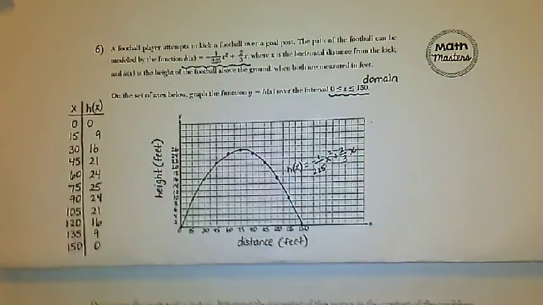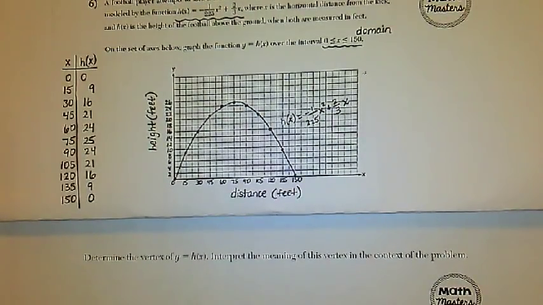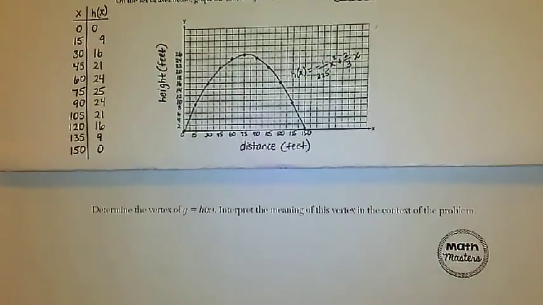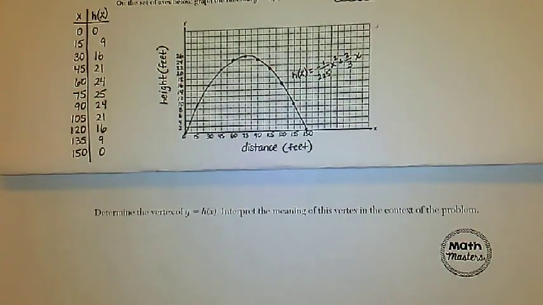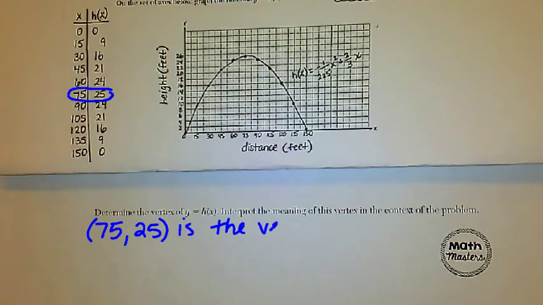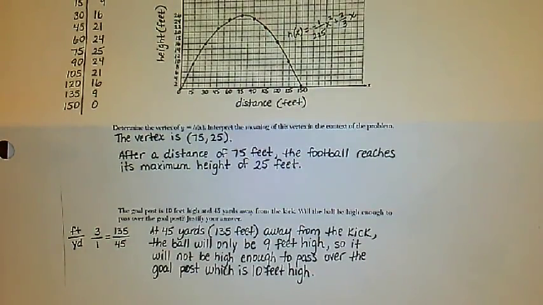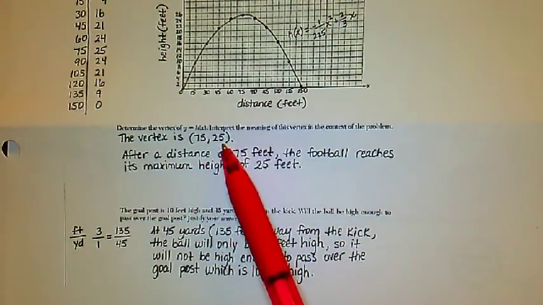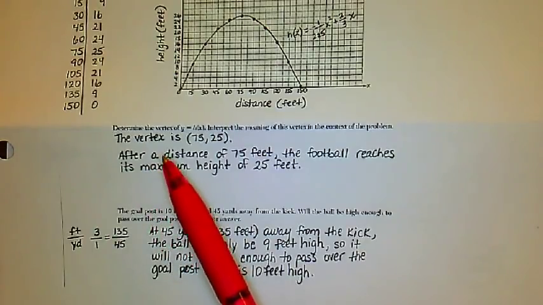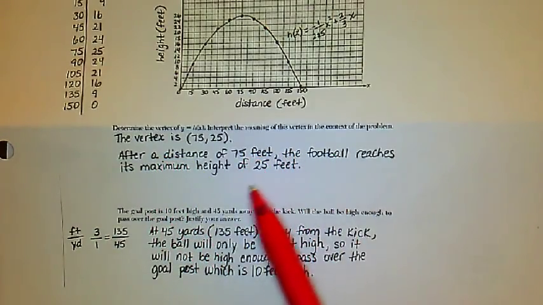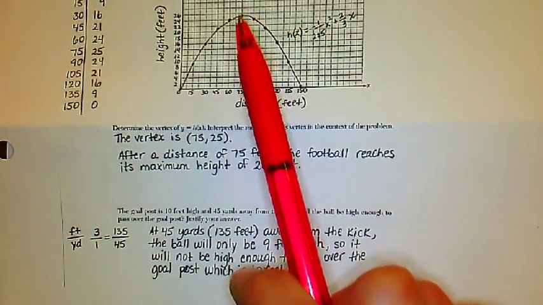Okay, so the next thing we're going to do is determine the vertex, but we're also going to explain what that means as well. So the first thing we can see is the vertex is right here. Okay, so 75, 25 is the vertex. For sake of time, I just have this written down for you. So we found the vertex is 75, 25. Now, because it says interpret the meaning, you have to write a sentence. So all this means is after a distance of 75 feet, the football reaches the maximum height of 25 feet. That's literally all you have to say. Okay? That's all they want you to.